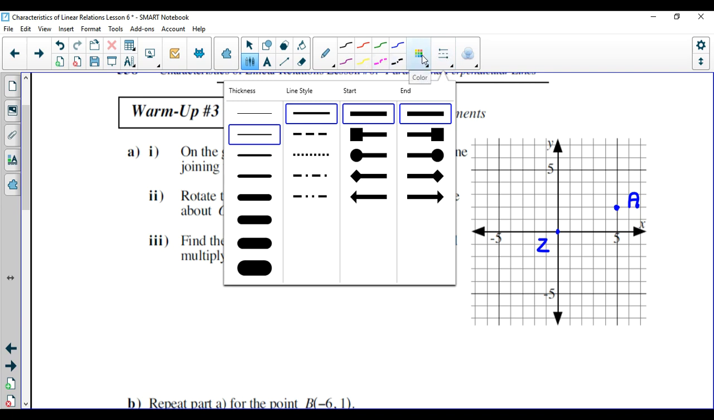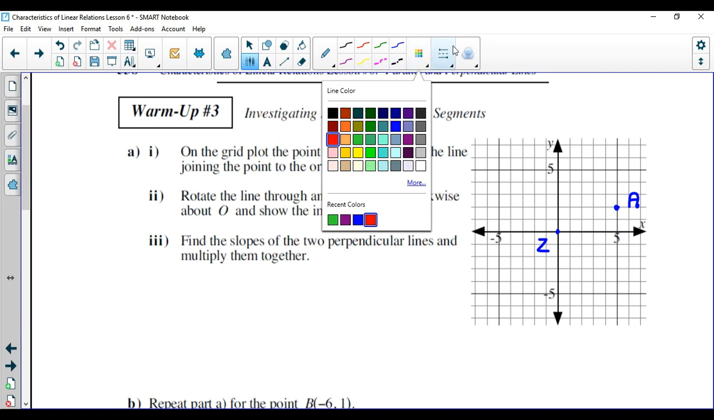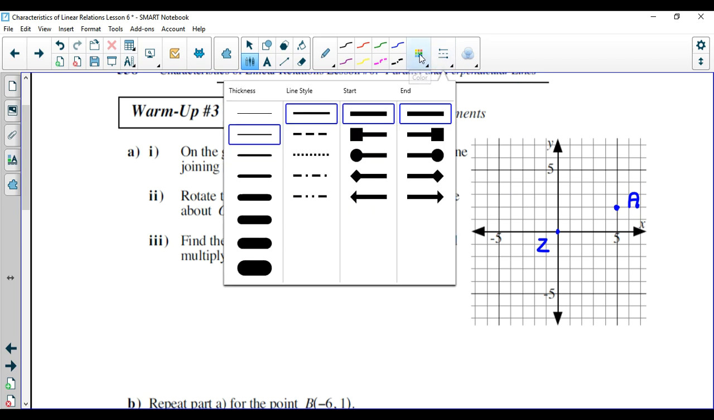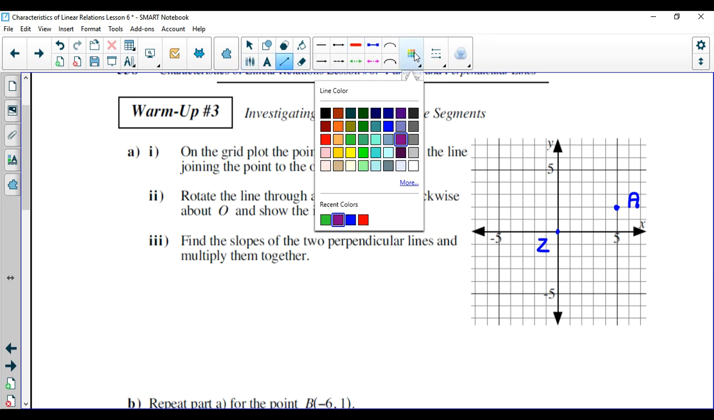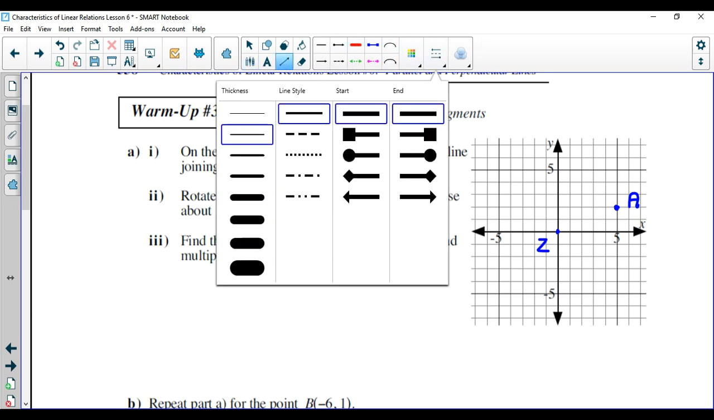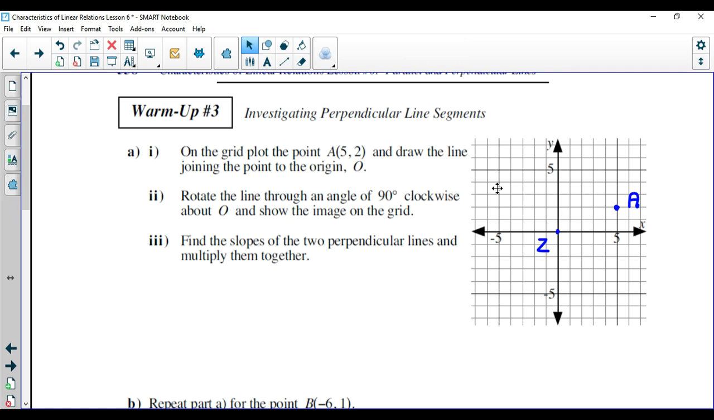So let's go with red here. And yeah, line segment. No, I'm not on line. Here we go. Line segment, red, dashed line. Okay, let's draw this now. Okay, so let's connect these points here. Okay, so I plotted that point and I drew a line that connects that point to the center of rotation.